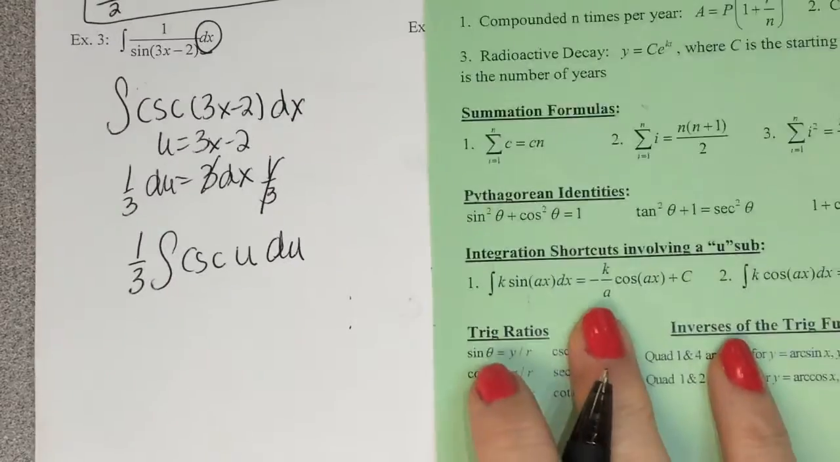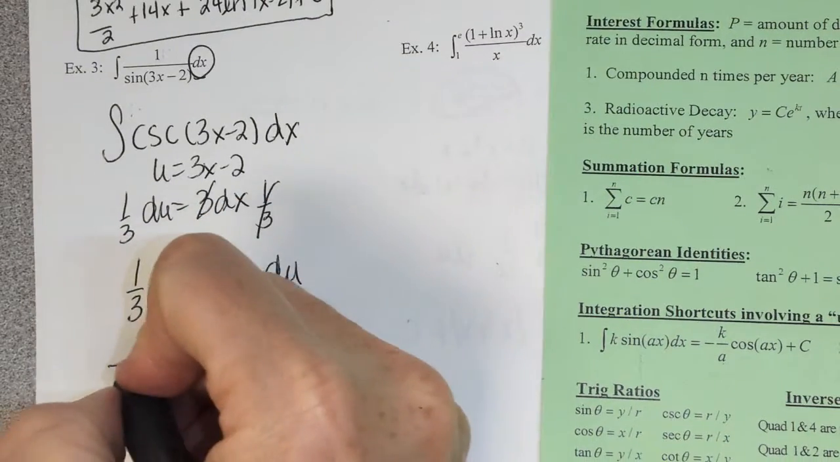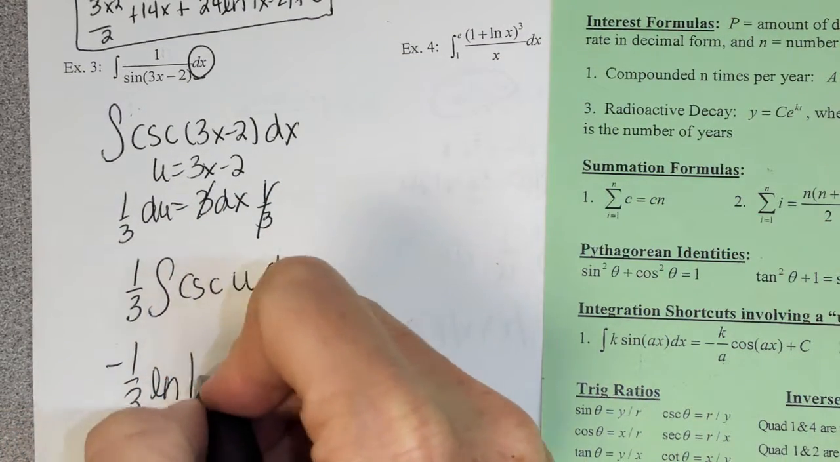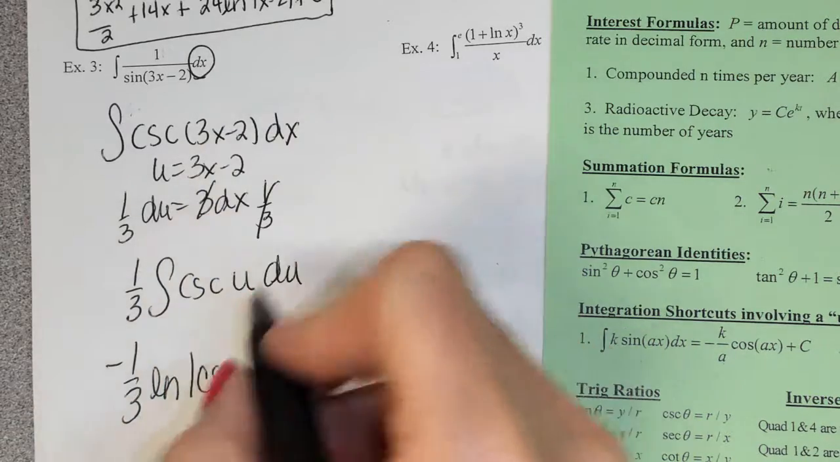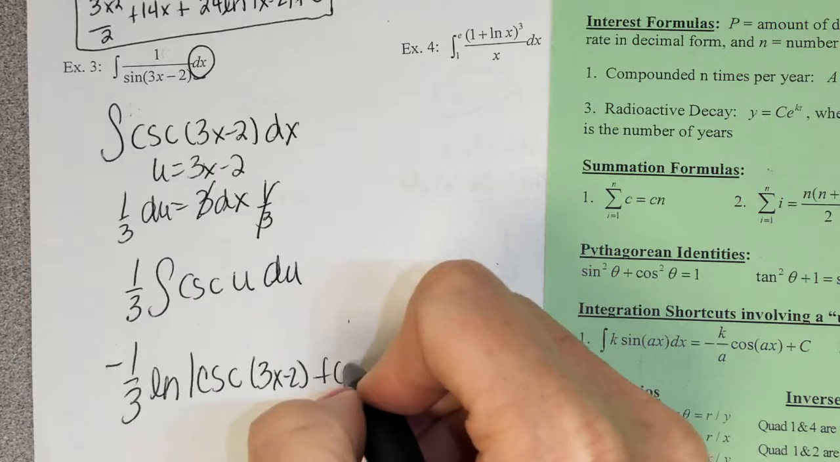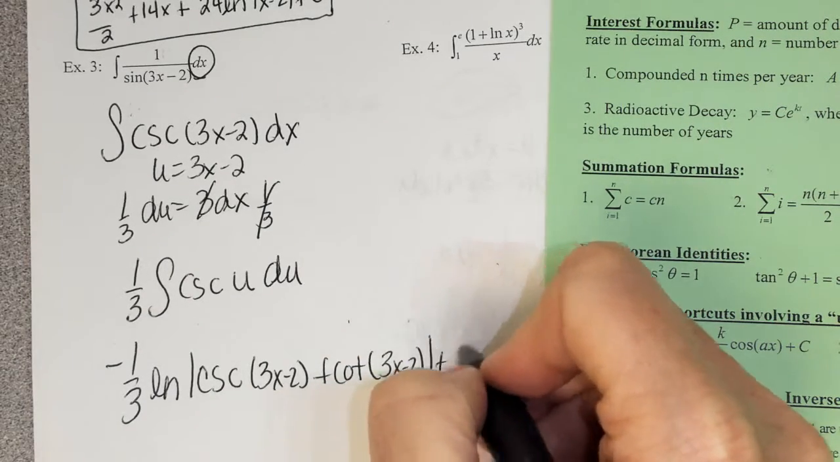So now putting that all together with our cosecant formula, it's going to be negative 1/3 natural log, absolute value, cosecant, go back to the u, plus cotangent, plus c.